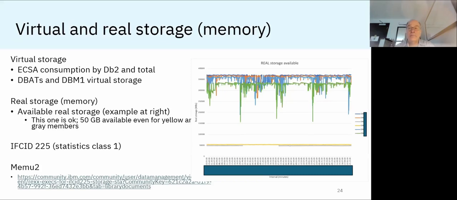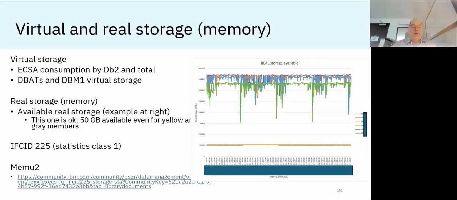We look at memory. Again, this is a topic we could spend lots of time on. We look at virtual storage. We look at real storage or real memory, depending how you define that. Among the things we look at are things like eCSA consumption, which is less of an issue for most customers now than it used to be in, say, version 8 or version 9 timeframes, but we still look. And then we also look at real memory, the example chart here on the right about the real storage available to the various subsystems we were looking at.